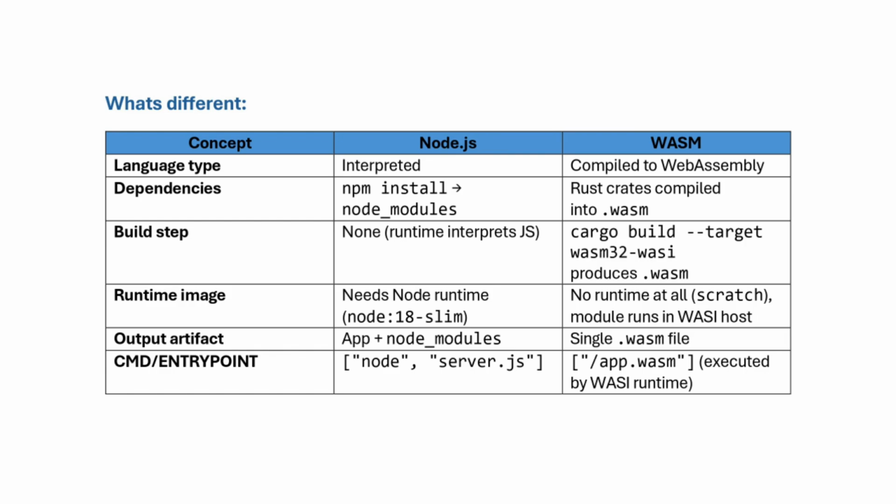In Node.js, it is node server.js, which means when we run node server.js inside our folder in our command prompt, then that command leads to running the application locally. And that includes running the application with backend as well as frontend. So node server.js is the CMD, whereas in WASM, that same command is /app.wasm that is executed by the WASI runtime.